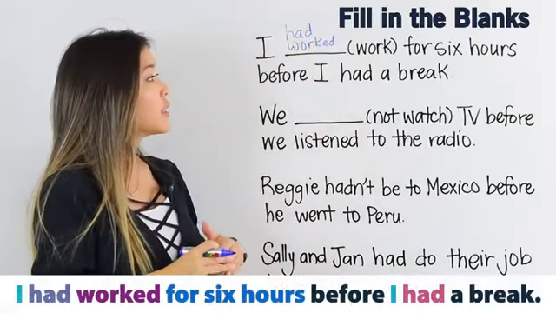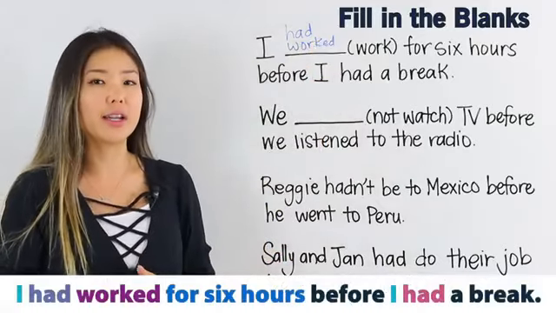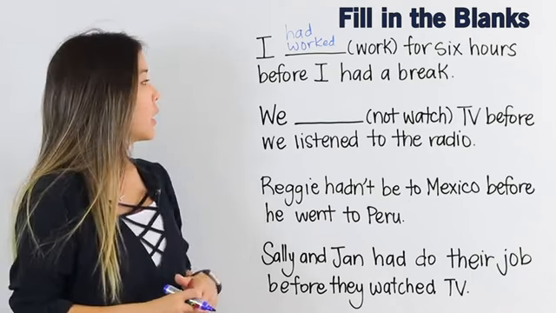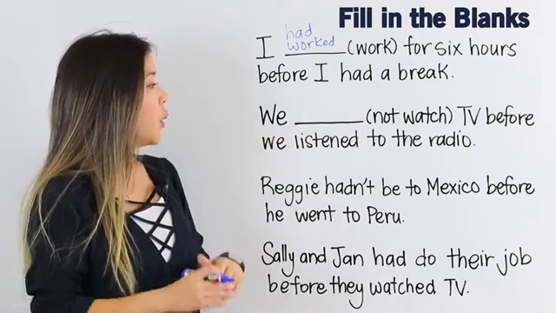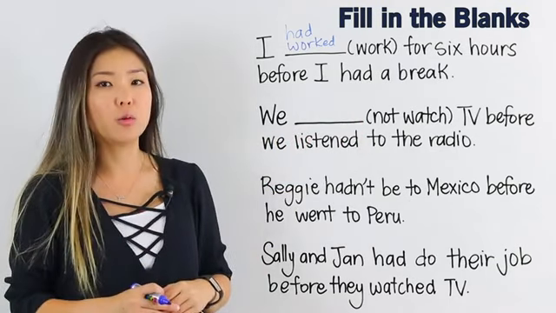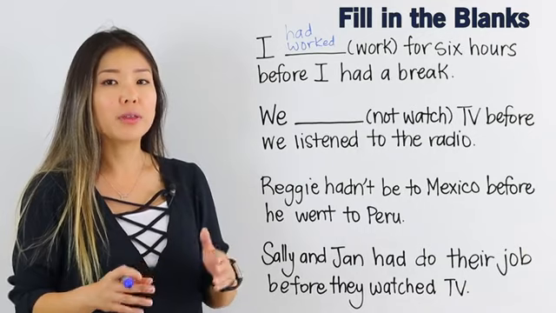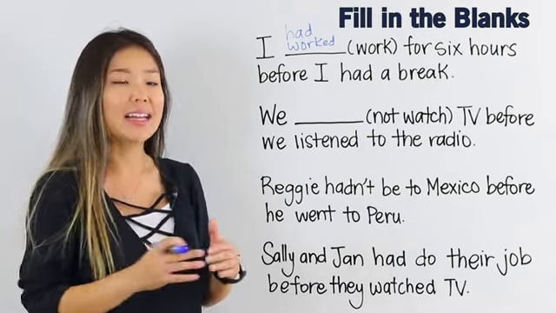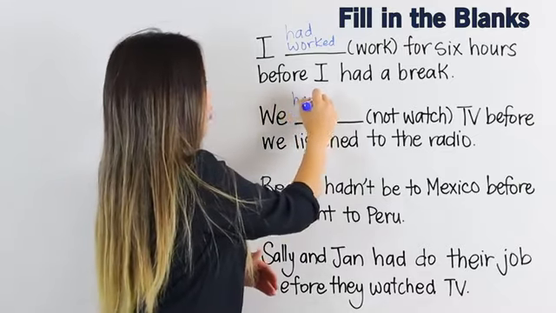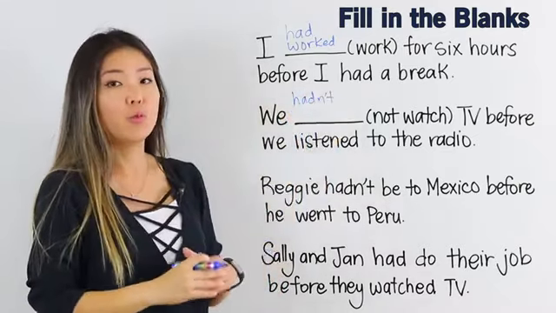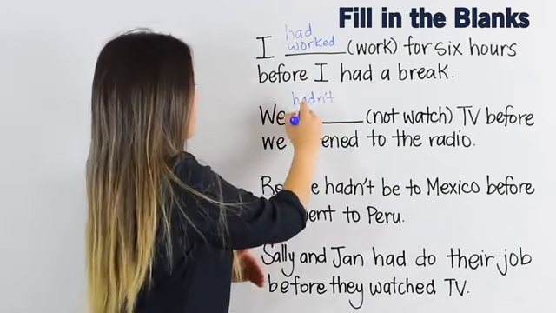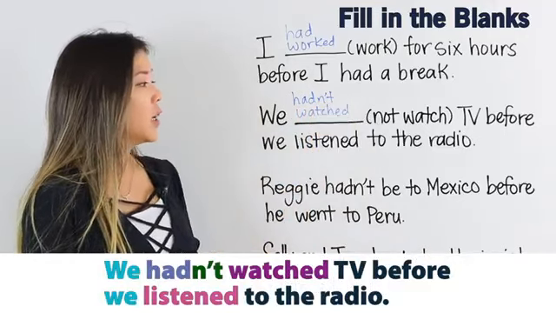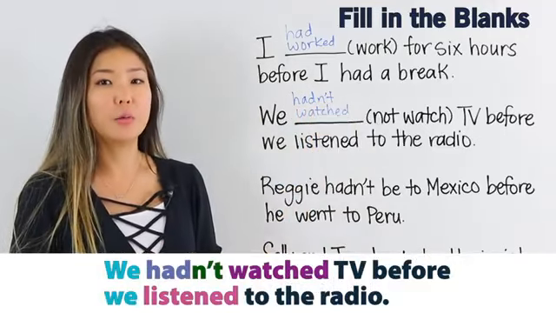I had worked for 6 hours before I had a break. For the next sentence, I want you to try the negative form. We blank TV before we listened to the radio. Remember, for the negative form, we say had not, or we use the contraction hadn't. We hadn't, and then we need the past participle. We hadn't watched TV before we listened to the radio.